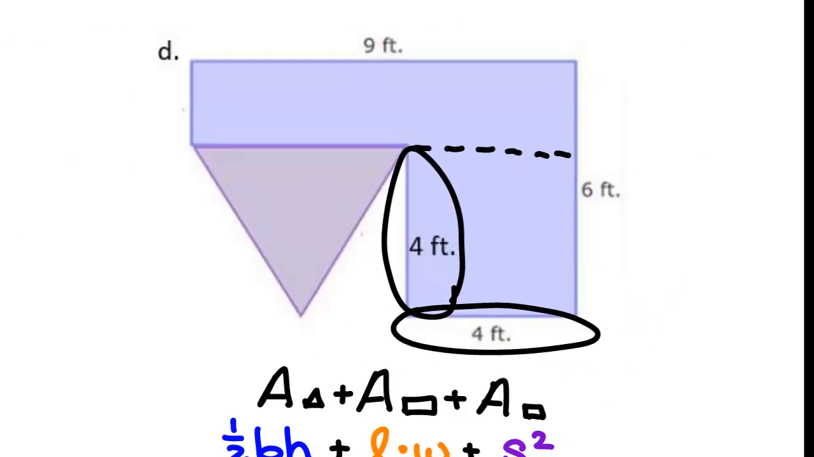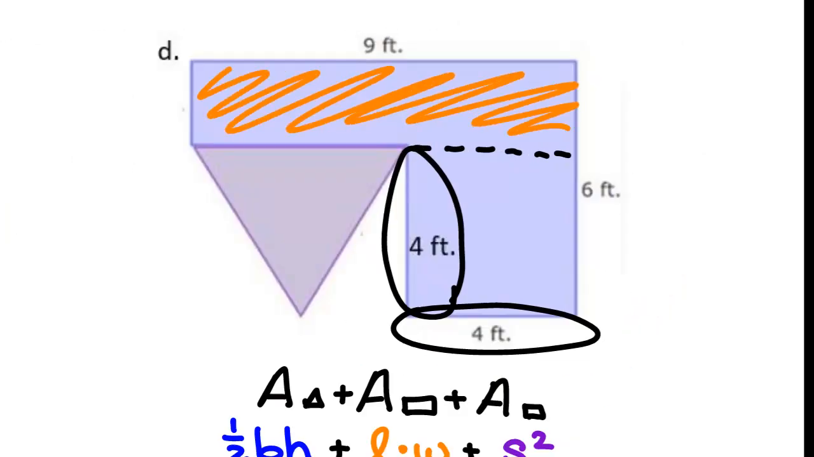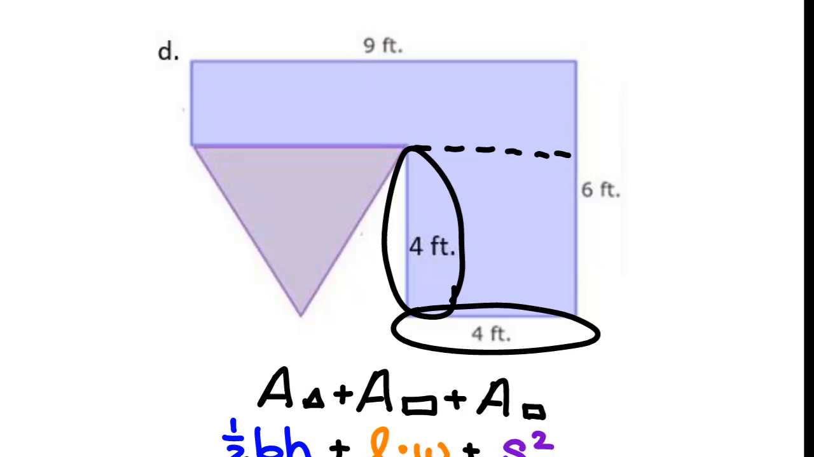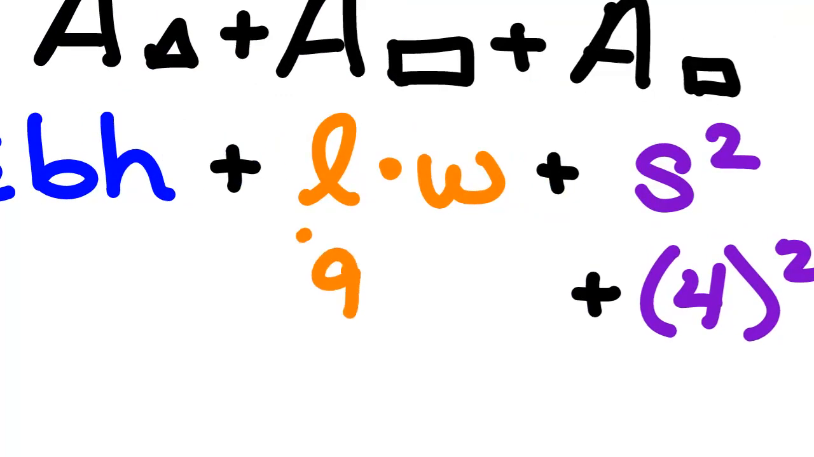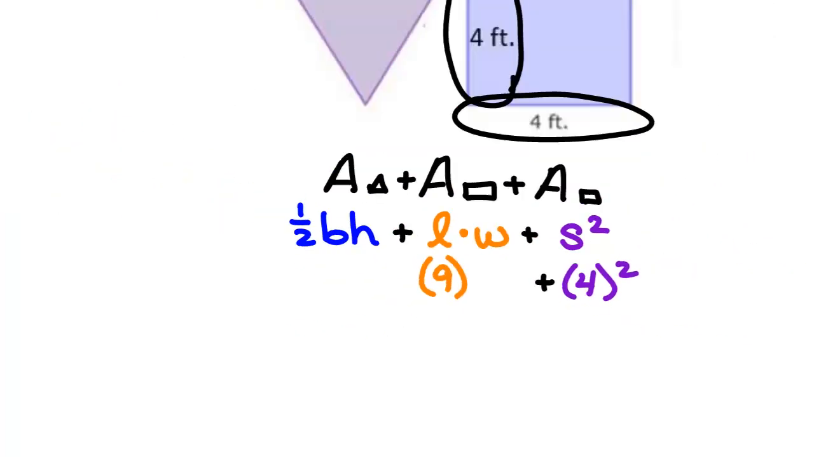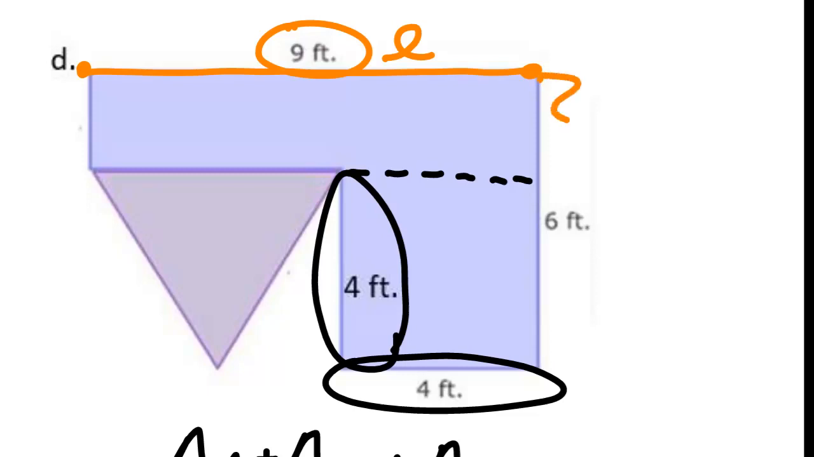The rectangle, what I have up here, I need length and width. Do I know either of those? Yes. How big's my length? 9. From here to here is 9. So there's my length. I can substitute that in. What about the width? How did you get that?